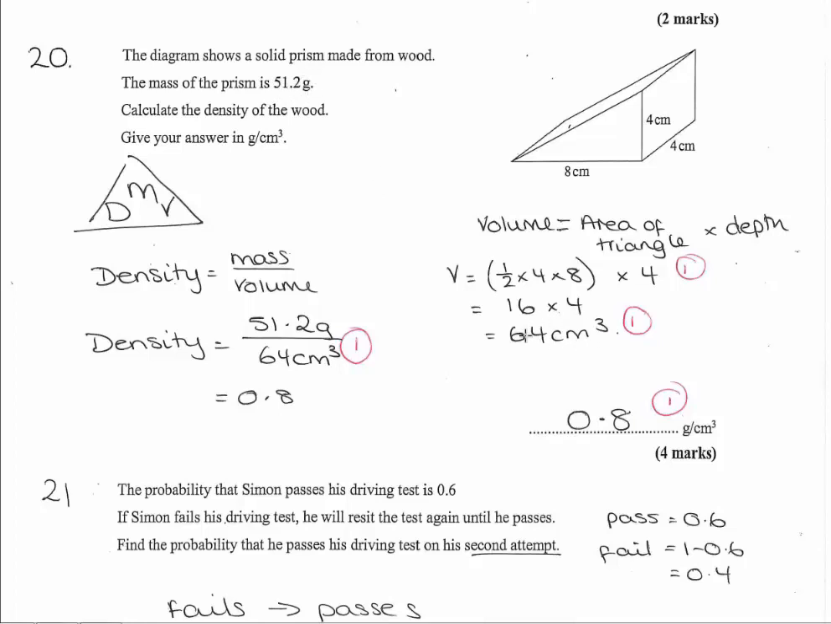Okay, so this is what 64 cubic centimetres weighs. You need to basically work out what 1 cubic centimetre would weigh. That's what the density means. What is the weight of 1 cubic centimetre?